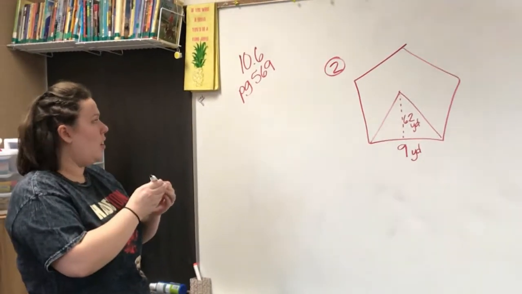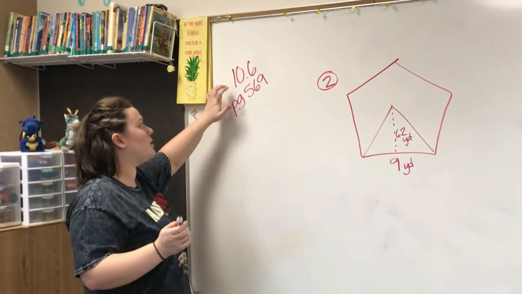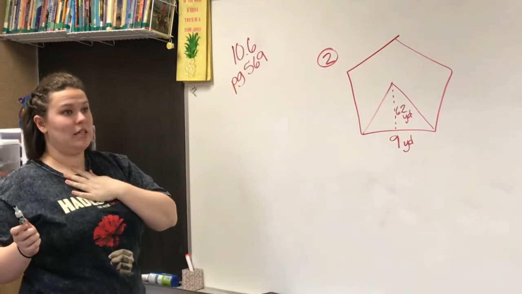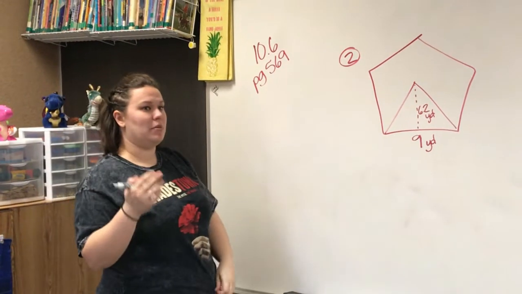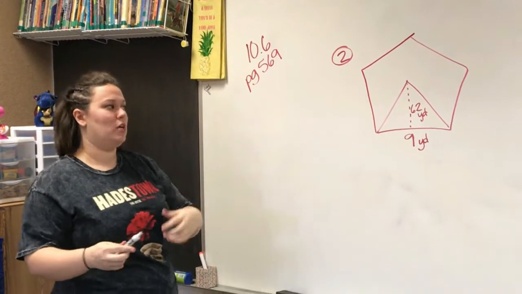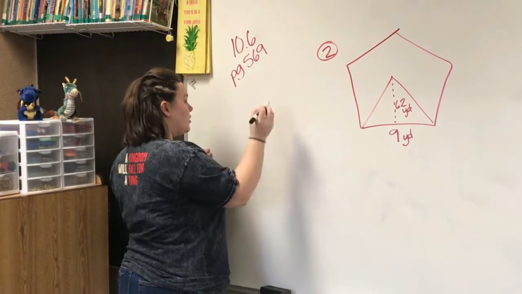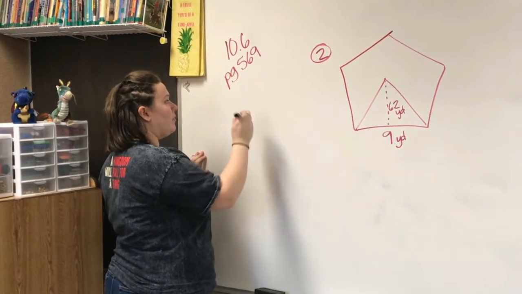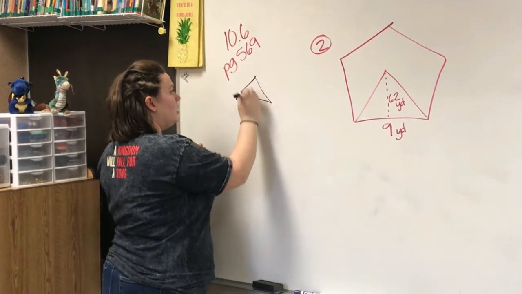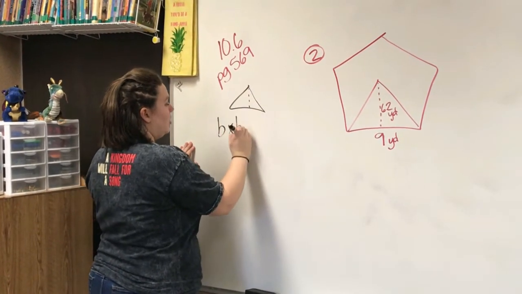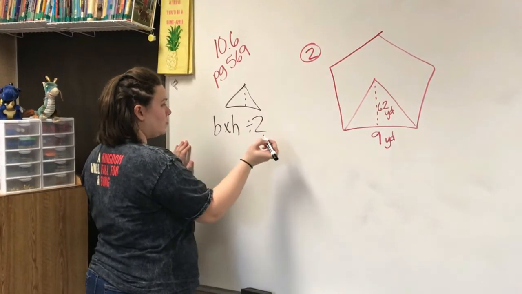Okay, we are on lesson 10.6, page 569 in your book. I like this lesson. I think it's fun because it's applying two different things that you have learned. First thing is we need to review how to find the area of a triangle. You take your base times your height and then divide it by 2.